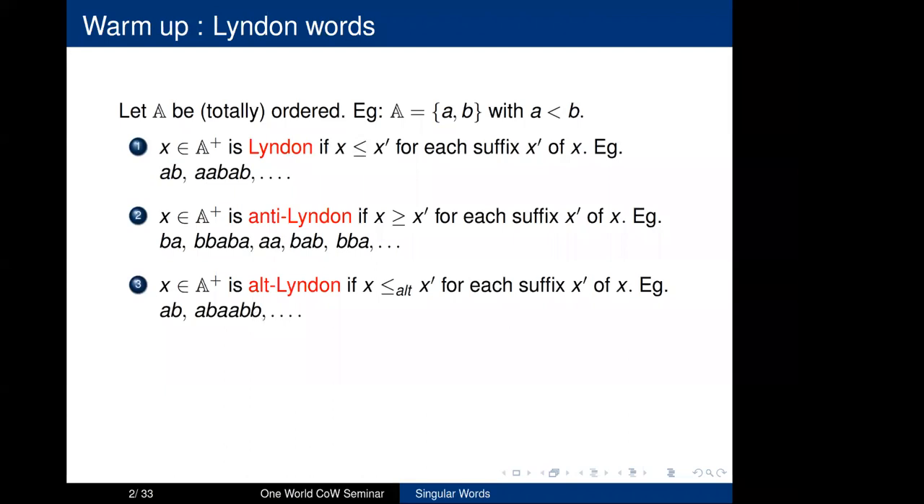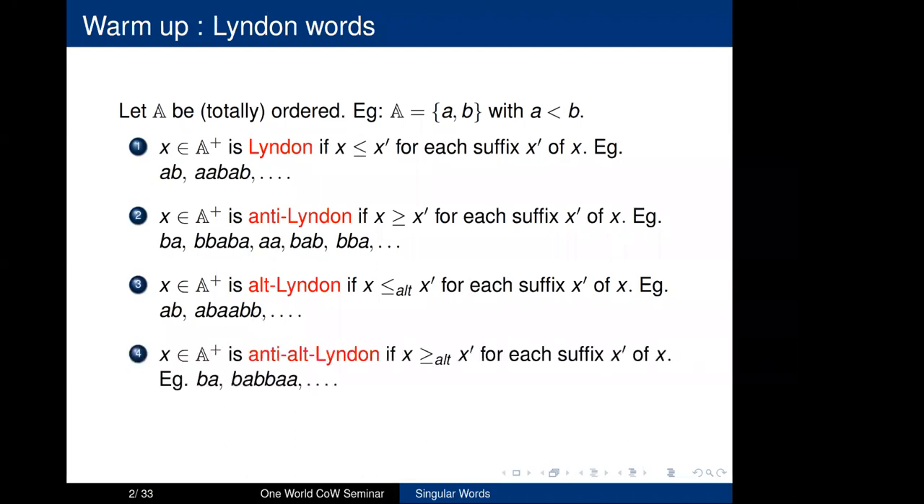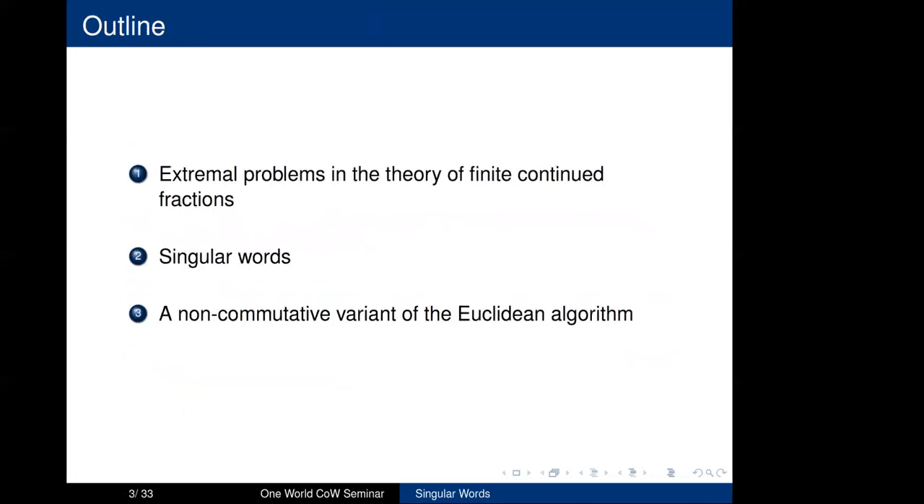And again, even for this one, you can take the opposite notion. You say a word is anti-alt-Lyndon if it's greater than or equal to each of its prefixes relative to the alternating order. And here are some examples. This warm-up exercise has two purposes. One is to review the notion of the usual lexicographic order and the alternating lexicographic order, both of which will come up in the sequel. And the other reason is because, here's the outline of the talk.